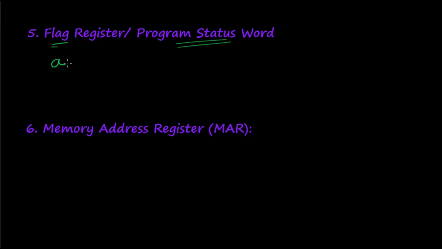Suppose you want to check if A greater than C. Suppose you have written the program if A greater than C. How will the CPU know if A is greater than C or not? The CPU will do A minus C. Now if it finds that A minus C is of positive sign, then obviously A is greater than C. If it finds A minus C has a negative sign, obviously C is greater than A. That means this condition is false.